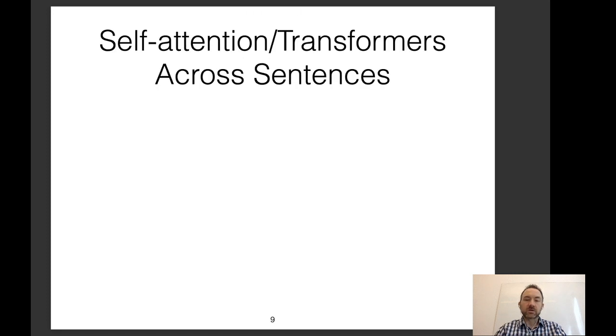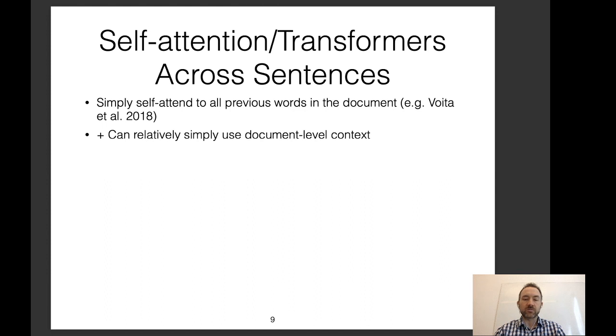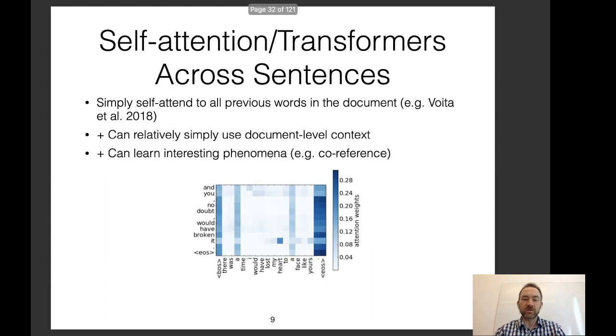So now, of course, in 2021, everything is about self-attention and transformer models. And transformer models are also attractive because, if you remember, unlike recurrent neural networks, they pass information directly from word to word, so they might be a little bit less susceptible to the kind of vanishing gradients that you would get over long time steps. One simple way to apply transformers to longer documents is to simply self-attend to all previous words in the document. This is a relatively simple way to use document level context.